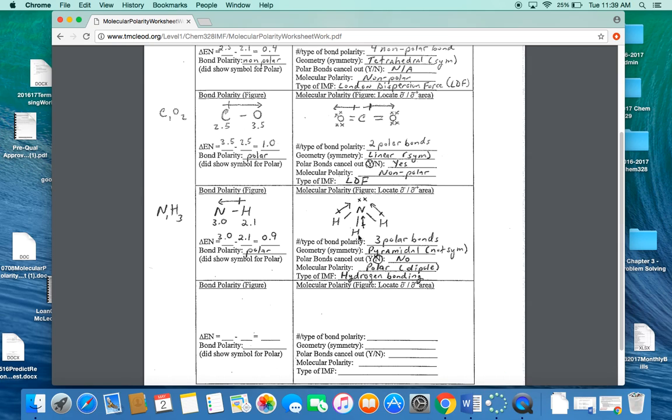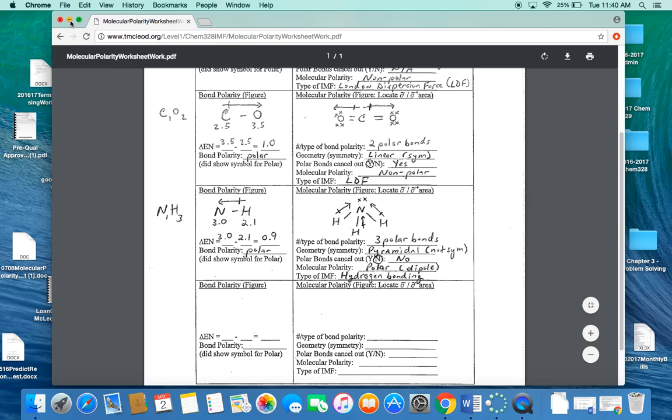The last one is NH3. Again, it's a polar molecule. Here's my Lewis dot structure, with 3 polar bonds. Now the geometry is pyramidal. Pyramidal is not symmetrical. If you look, those arrows mean the electrons are going in that direction. So you have a region of a lot of electrons at the top of the pyramid, and a region of lack of electrons at the bottom of the pyramid near the H's. So you create two different areas. Therefore, do the polar bonds cancel out? No, so circle N. It's a polar molecule, a dipole, and for this particular type of dipole, it has a special intermolecular force name called hydrogen bonding. So that's how you do it.